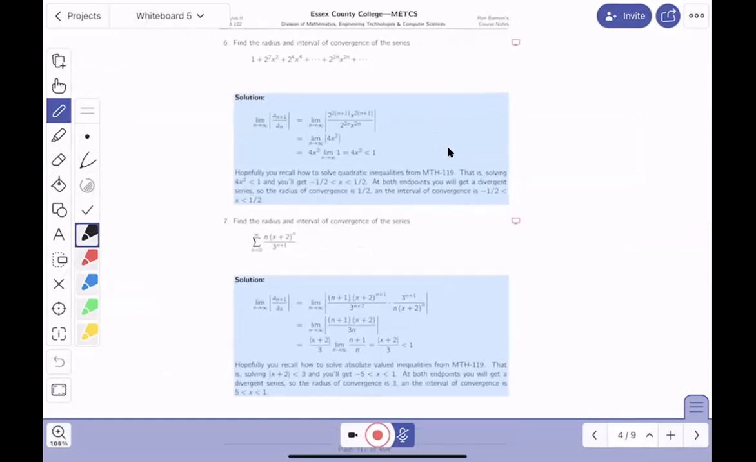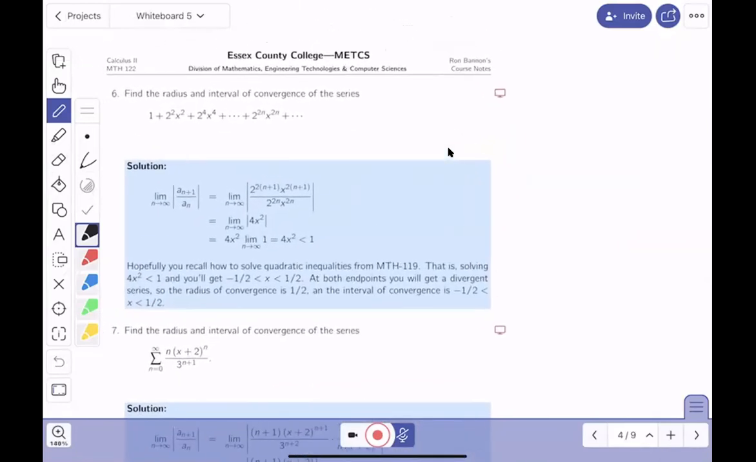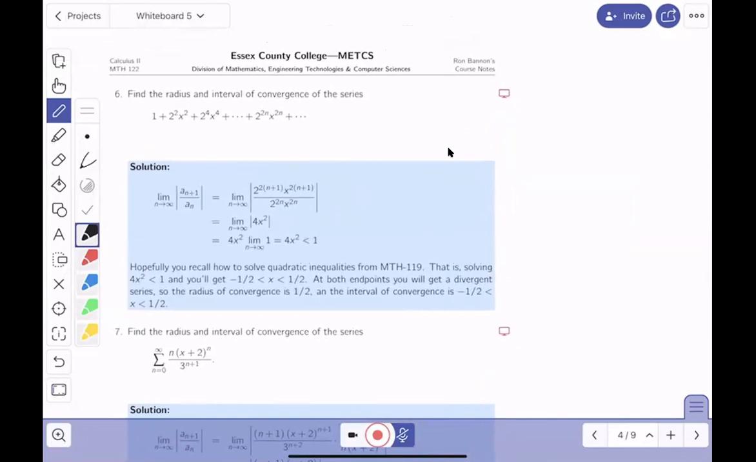Well, this one, they don't write down what the series is. So what I'd like to do is write the series down for you. Looking at it, this first term looks really odd to me. Maybe it looks like 2 to the 0 times x to the 0. Let's write that down.